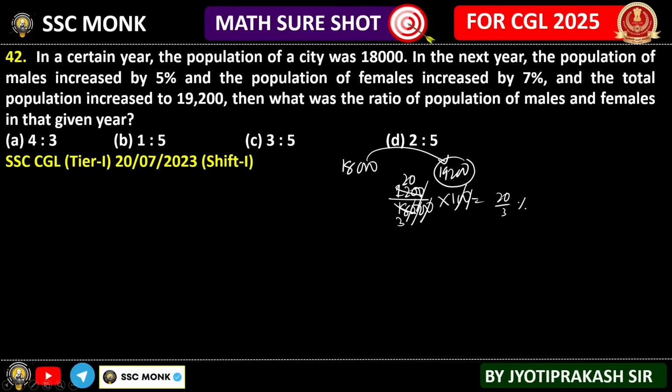Yes or no? Yes. So it is asking what is the ratio of male to female? Sir, simple allegation. Male here, female here. Male increment 5%. Female increment 7%. Total increment 20 by 3%. 20 by 3 minus 5 is equal to what? 5 by 3. 7 minus 20 by 3 is equal to what? 1 by 3. What is the ratio? 1:5. How many male? 1. How many female? 5. Answer option B.